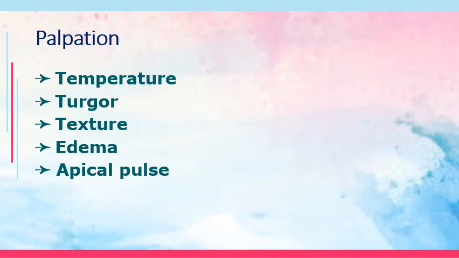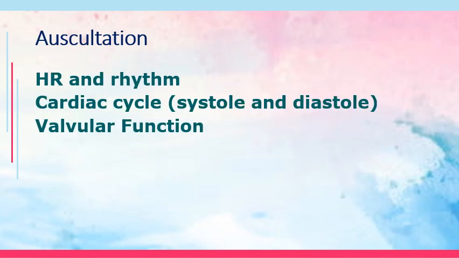This could be caused by valvular heart disease, atrial or ventricular septal defect, stenosis, or a large artery such as a carotid artery. Okay, so when I say thrill, there is presence of a purring sensation or vibration. Then we go to percussion. Percussion is less frequently used in the assessment of your heart. Okay, that's why I focus on auscultation.